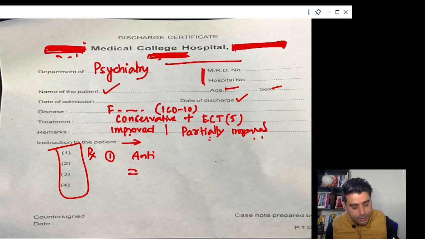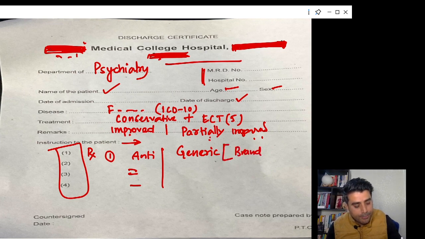Then you can give some supportive medication, like a liver supportive, something for appetite, something for sleep. You need to write. Okay, you should write according to the importance of the drugs. This is very important. Another important point: preferably you write the generic name, and in brackets, if you want, you can write the brand name.